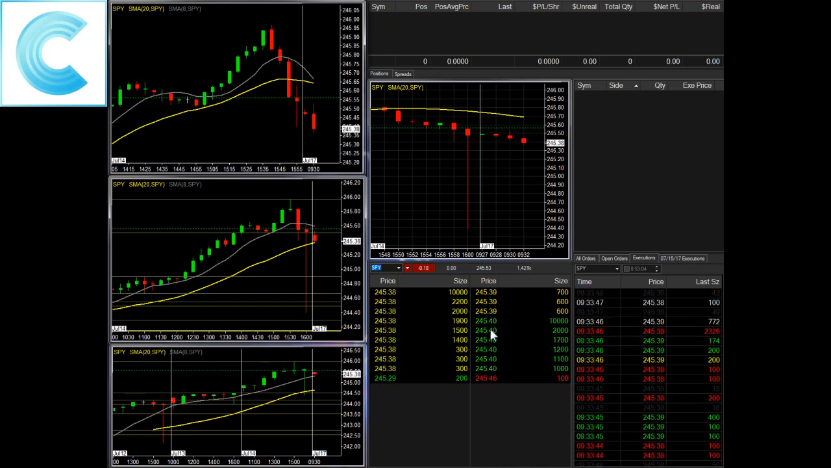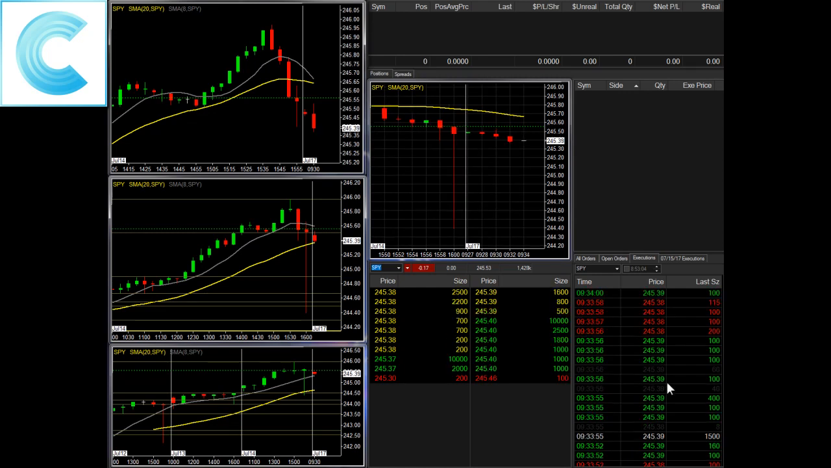Alrighty, going back to the level 2 window, as you can see, not a whole bunch of convincing share size on either side, whether it's the bid or the ask. Still a lot of red and green back and forth, but no clear indication of strength or weakness based on the 2-minute chart or the 5-minute chart. It seems to be meandering around this area for a little bit.